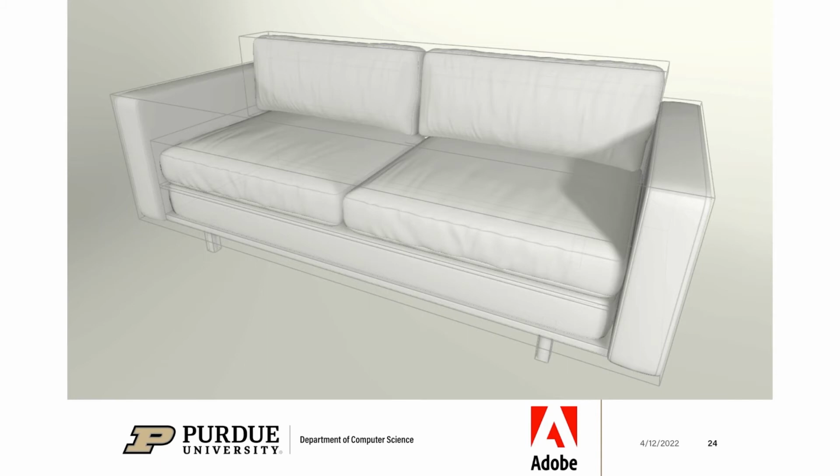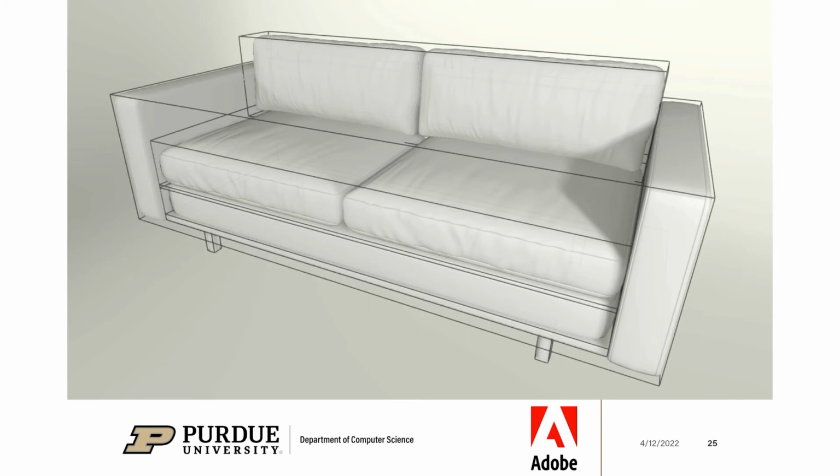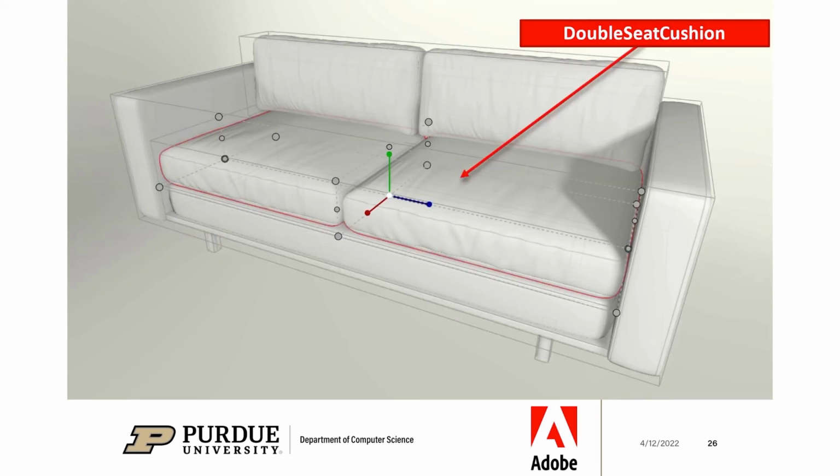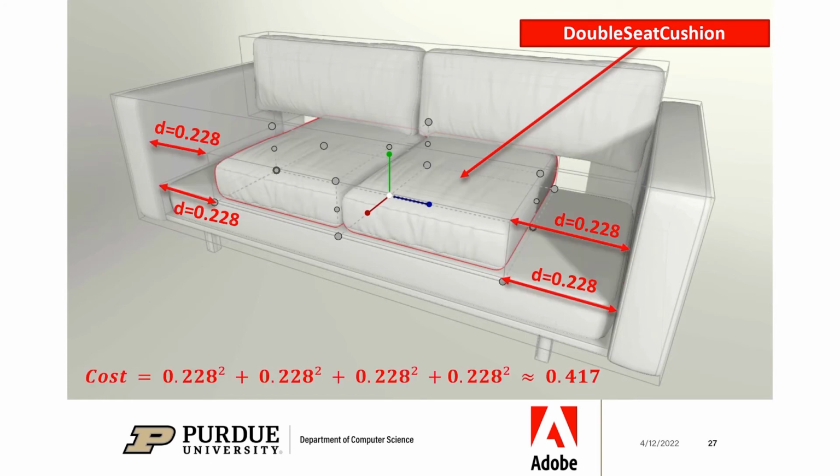Here is an example of an edit made on a sofa procedural model. You can see the bounding boxes of each subpart of the sofa. We click on one in the middle, which corresponds to the seat cushions. Each bounding box in the procedural model has a unique identifier so that we can keep track of them. This one is called double seat cushion. Now we scale it and make it smaller.